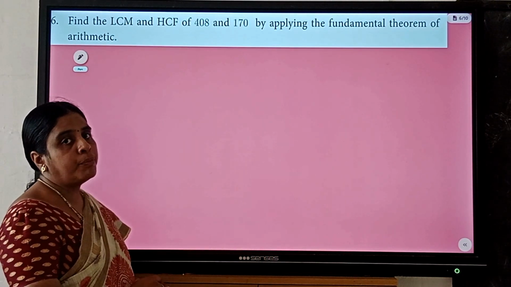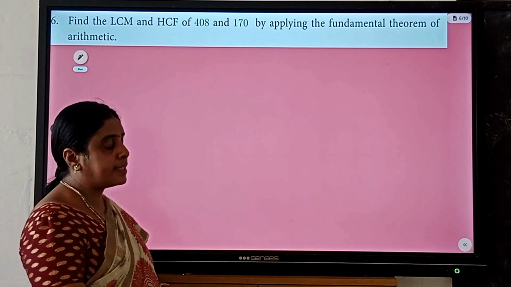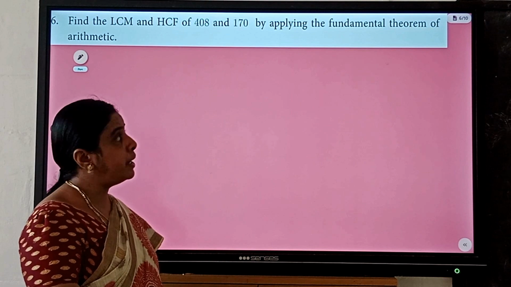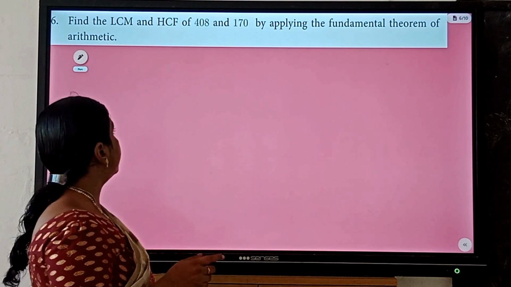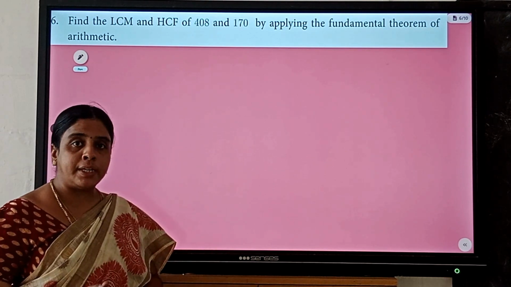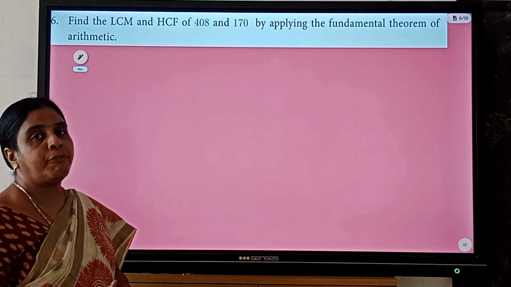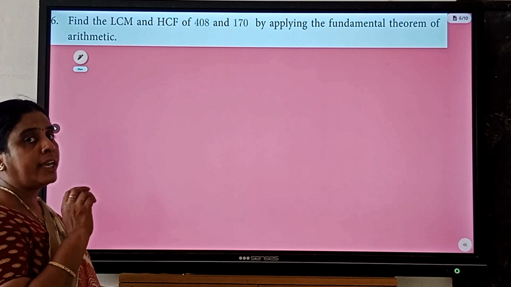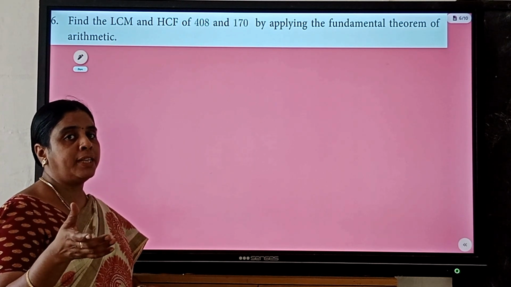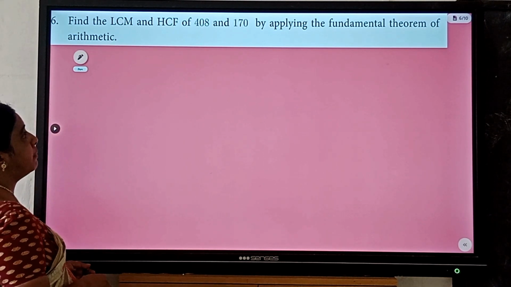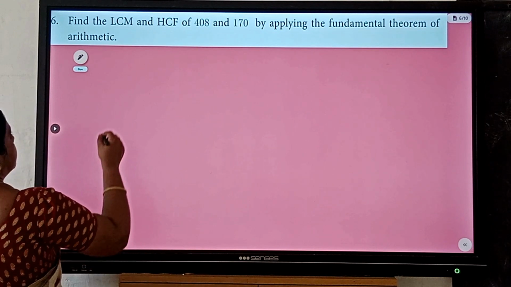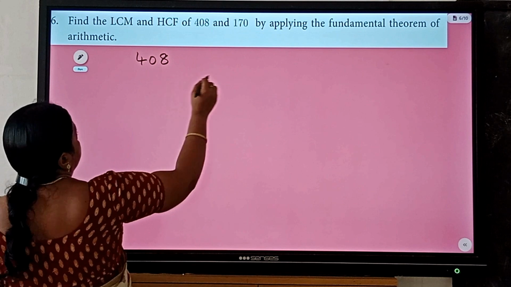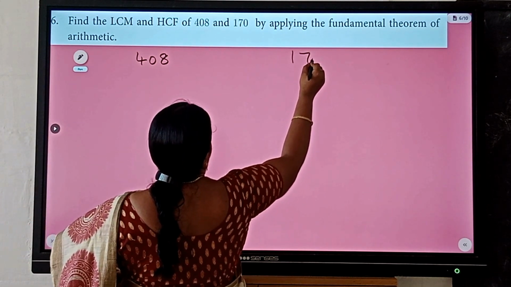The sixth sum: find the LCM and HCF of 408 and 170 by applying the fundamental theorem of arithmetic. So that is what we have to do: find the factors and then find the LCM and HCF. Here they have mentioned which method we have to use to find the LCM and HCF. So let's first factorize and find the factors of 408 and 170.